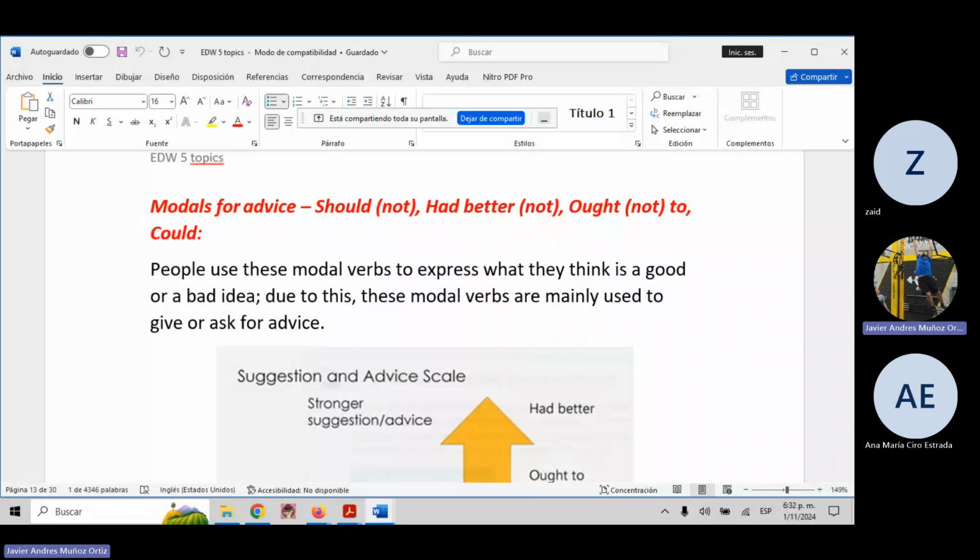Some is a good idea to perform this action, or maybe it's not a good idea to perform this action. So to mention this, to give you advice on what to do in a specific situation, we're going to use should, had better, ought to, and could, and their negative forms, of course, to mention that something should be done or not.